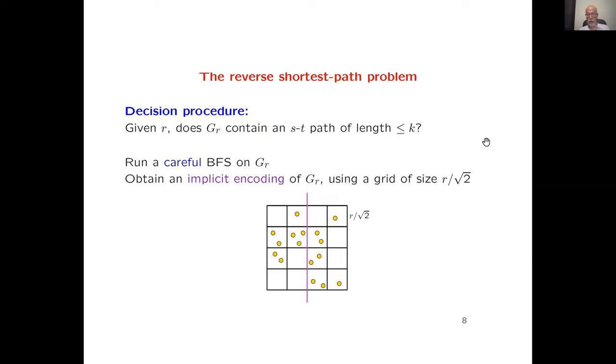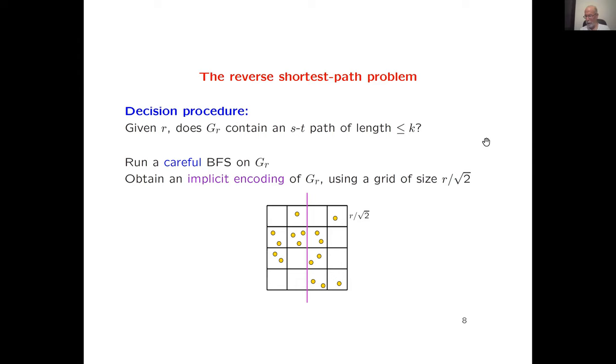So the optimization problem is to find the smallest R star and so on, but it usually comes with a decision procedure where I give you R and ask you, does GR contain an ST path of length at most K? Now, this is not completely trivial. In fact, it's quite tricky because in general, GR can have a quadratic number of edges and you don't want to explicitly construct it.